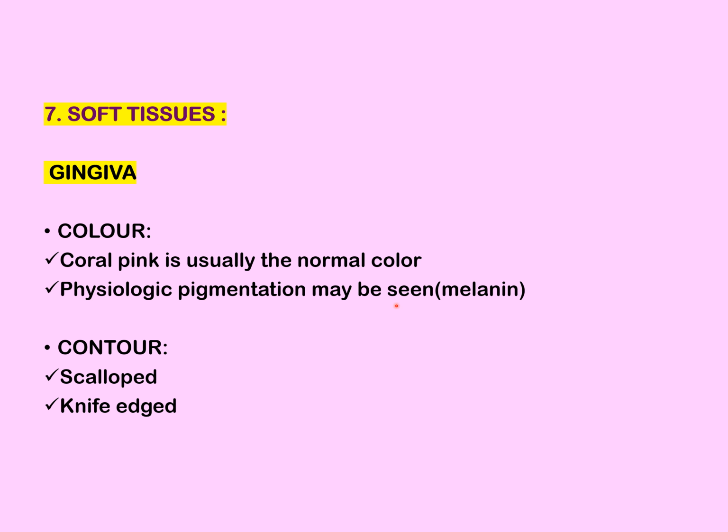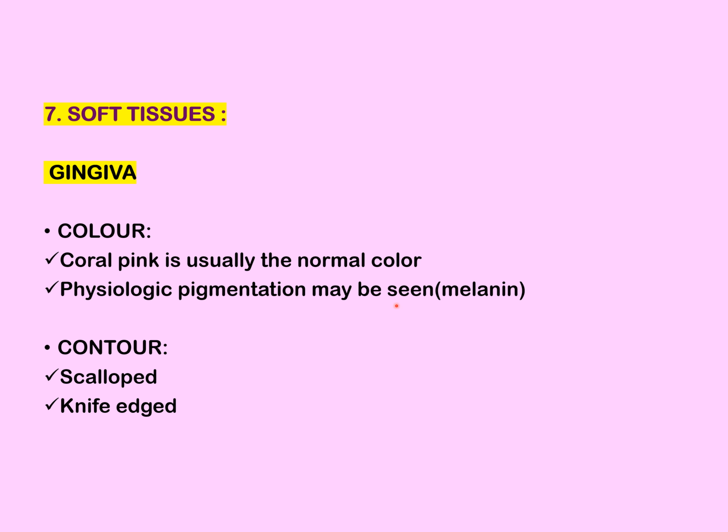Next is the surface texture. In healthy gingiva, we can see the presence of orange peel appearance, which is viewed by drying the gingiva under natural light. Coming to the size, there can be an overall increase or decrease in the size depending on the vascularity and the cellular elements present in the gingiva. Talking about the position of gingiva, it can be either apical or coronal to the cemento-enamel junction.